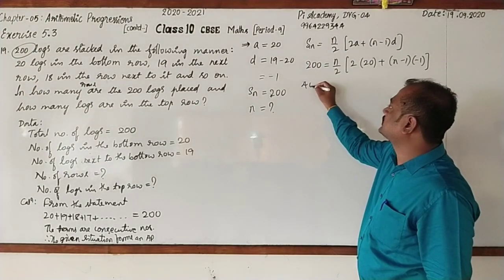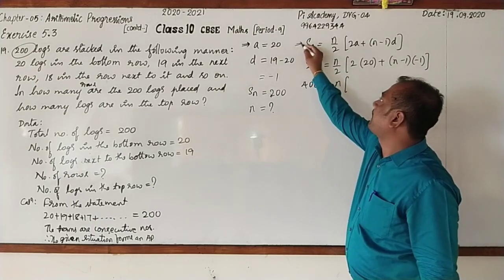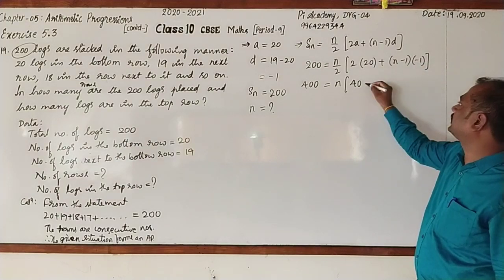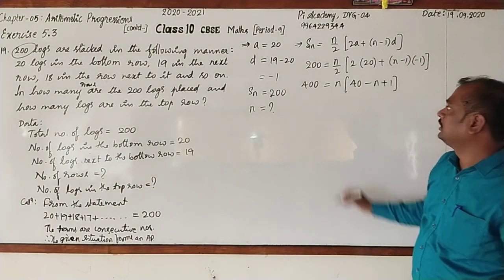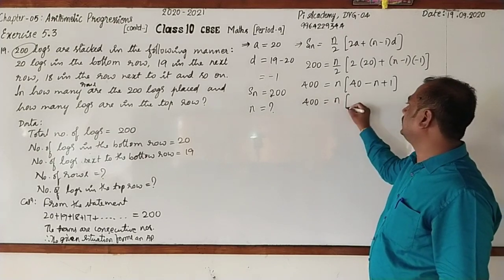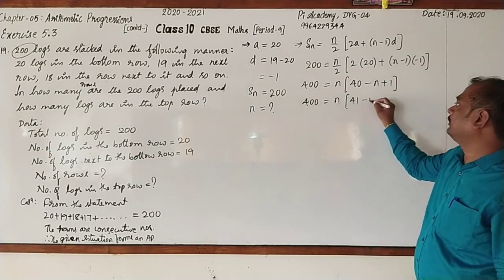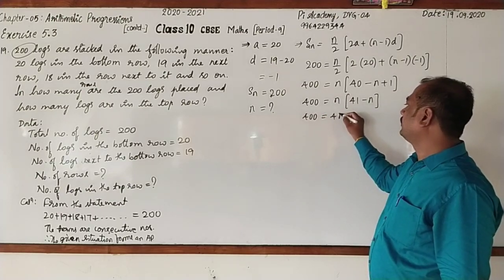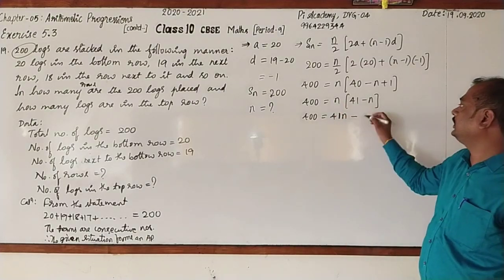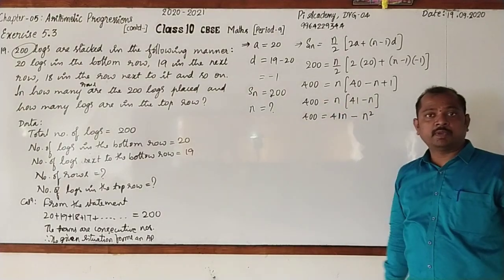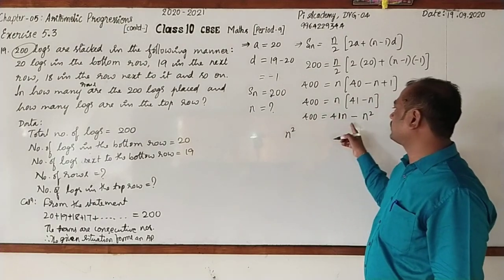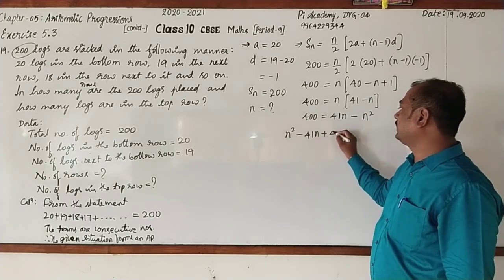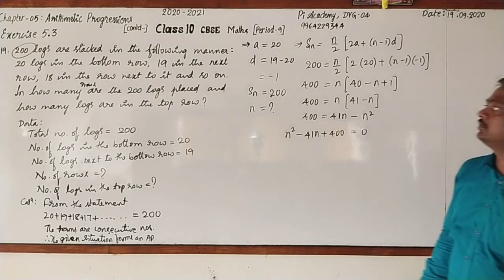Then cross multiply. This will be 400 equals n into 2 times 20, which is 40. Then multiply minus 1 with both the terms: minus n plus 1. This is 400 equals n into (40 plus 1, 41 minus n). It is 400 equals 41 n minus n square. Transfer minus n square to the left hand side. It becomes plus n square. 41 n to the left hand side becomes minus 41 n, plus 400 equals 0.